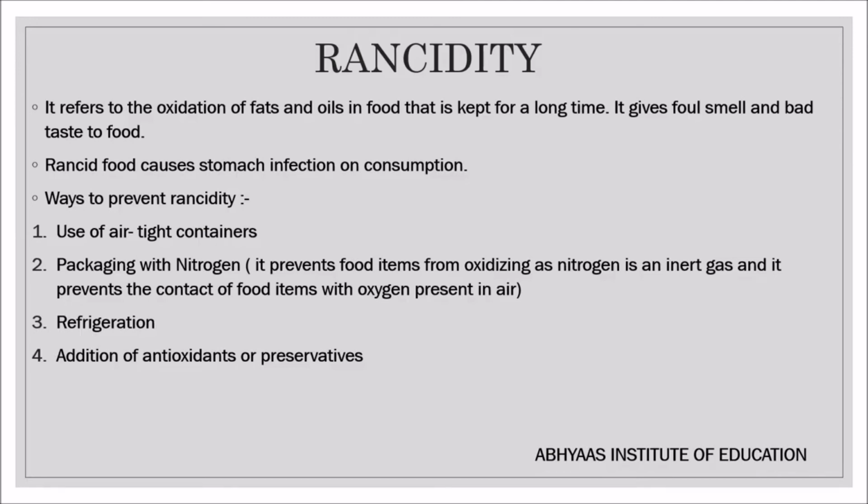So what are the ways to prevent rancidity? You can use airtight containers. You can package the food with nitrogen. It will prevent food items from oxidizing. Why? Because nitrogen is an inert gas. It does not react much. So it will prevent the contact of food items with the oxygen present in the air.